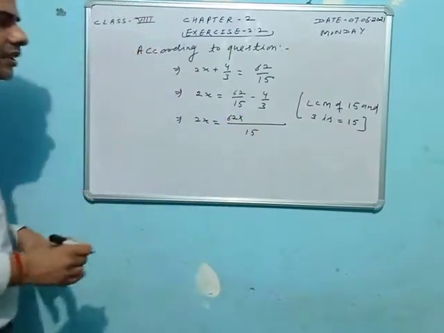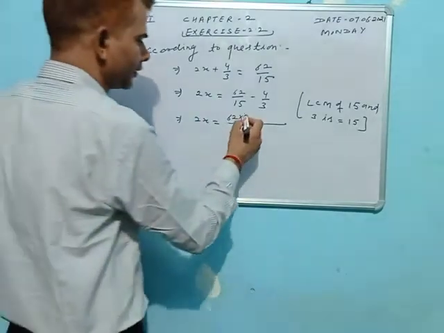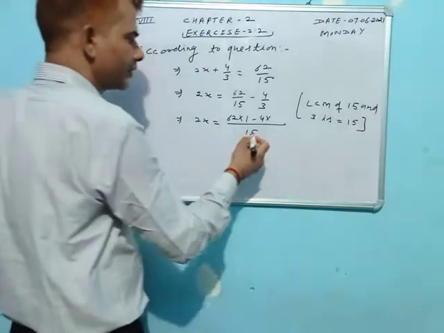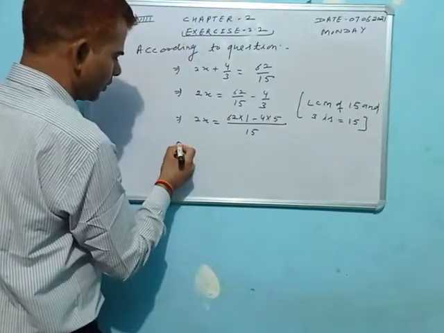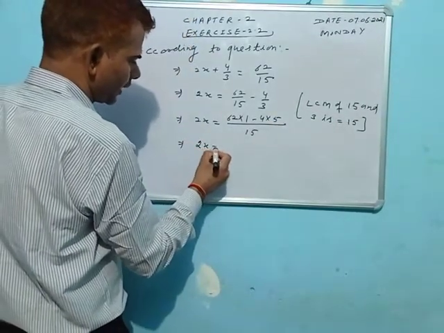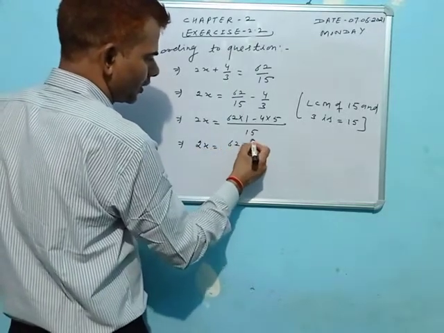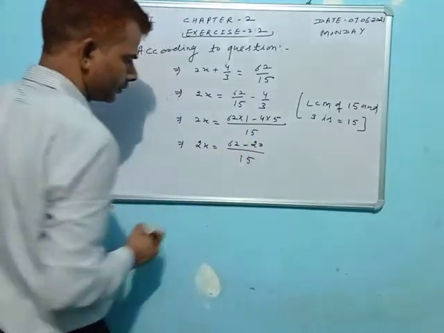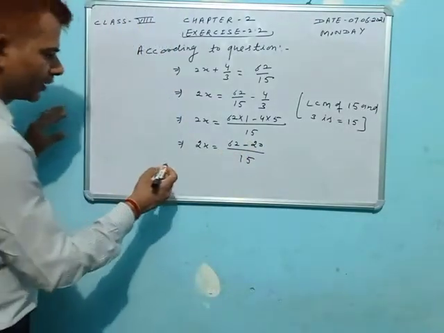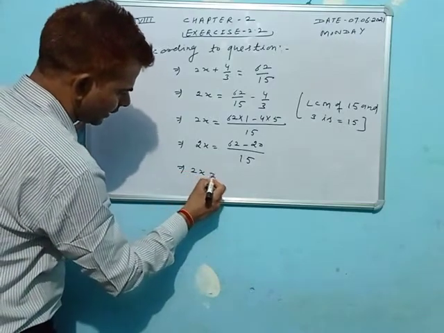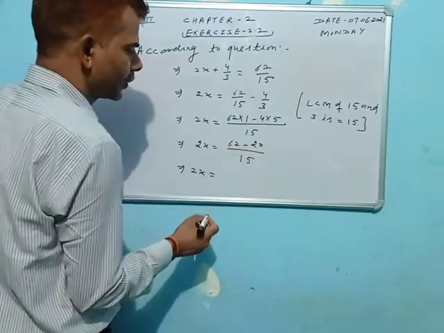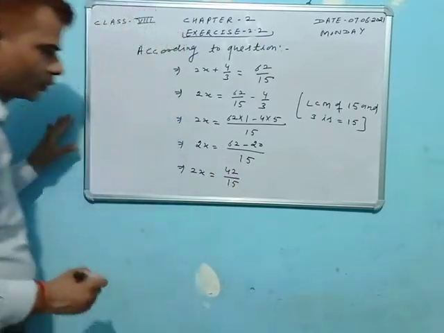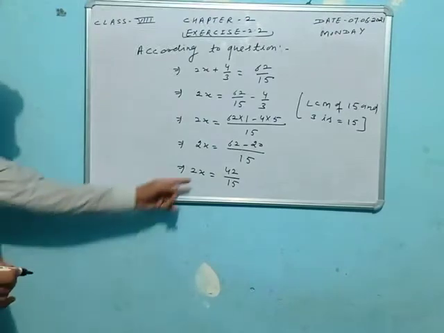Now students, 62 as it is. How many times does 15 come in the table of 15? 15 ones are 15. Now that is 4. How many times does 15 come in the table of 3? 3 fives are 15. Now 62 ones are 62, 4 fives are 20. So 2x will become 62 minus 20, that is 42 by 15.